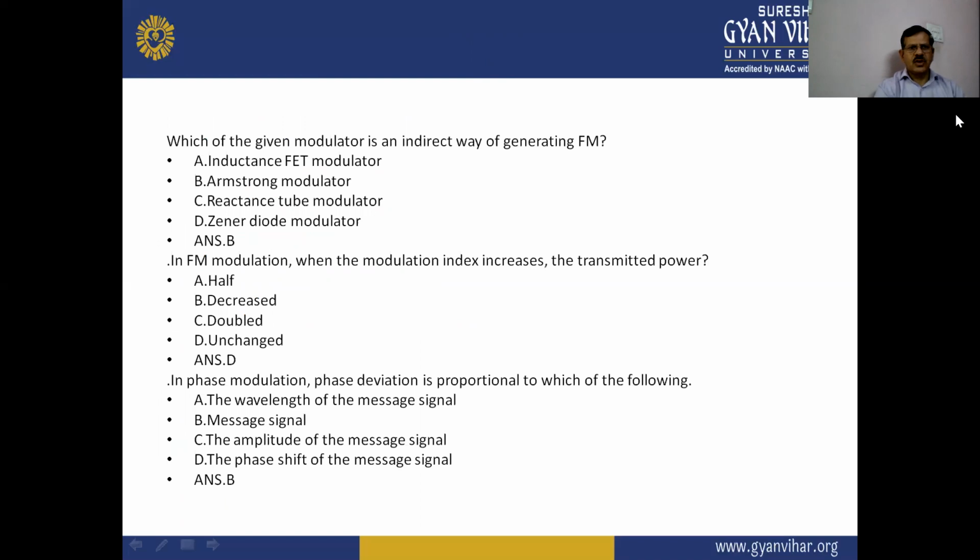Next, which of the given modulators is an indirect way of generating FM, or frequency modulation? Option A, inductance effective modulator. Option B, Armstrong modulator. Option C, reactance tube modulator. Option D, Zener diode modulator. The correct answer is B, the Armstrong modulator, which is an indirect method for generating frequency modulation.